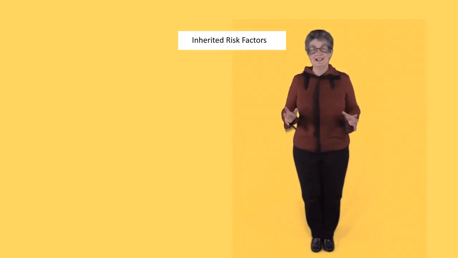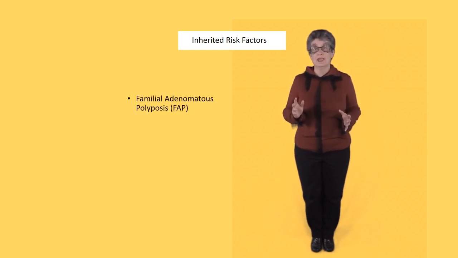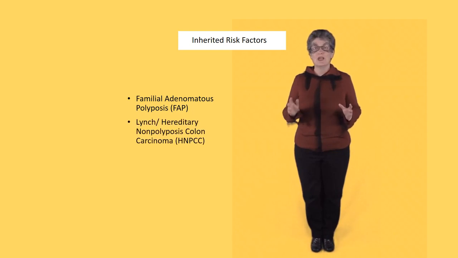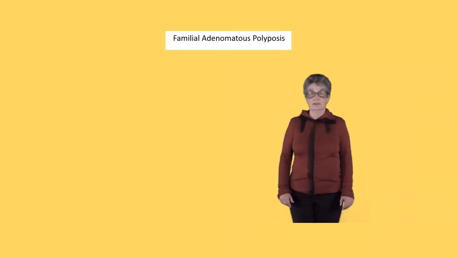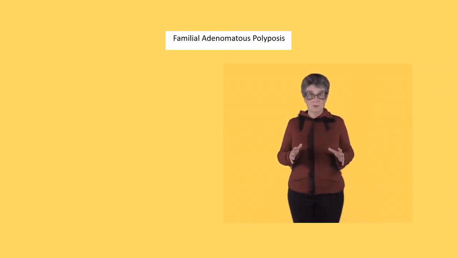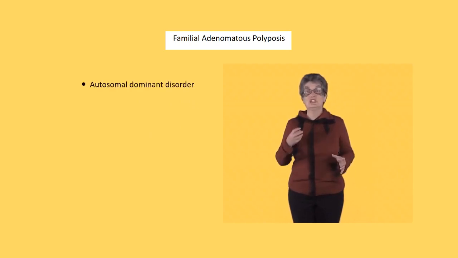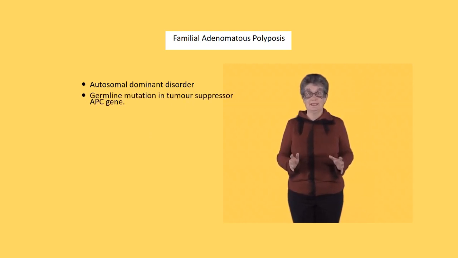In the previous slide, I mentioned familial adenomatous polyposis. This is one of two important inherited risk factors for colonic carcinoma. The other is Lynch syndrome, also called hereditary non-polyposis colonic carcinoma. Familial adenomatous polyposis is an autosomal dominant disorder. It's due to a germline mutation in the tumour suppressor gene APC.